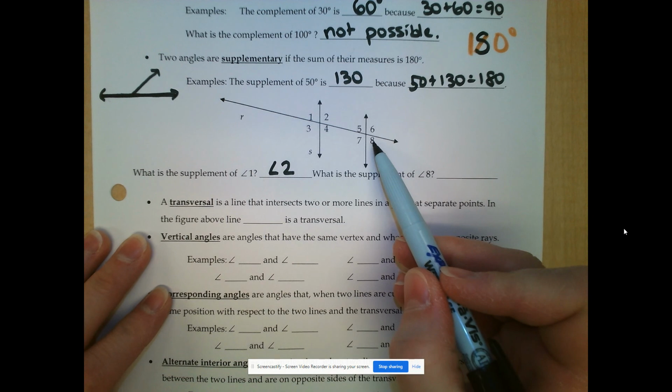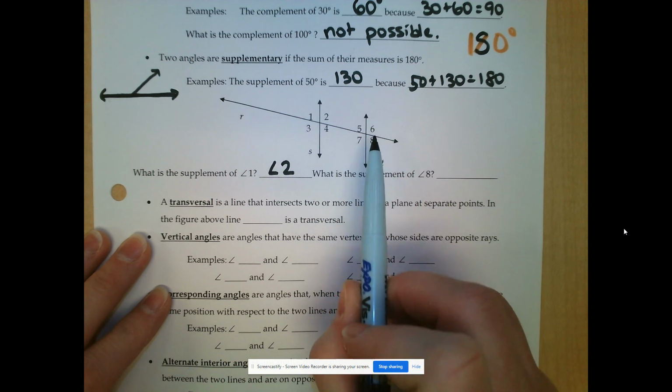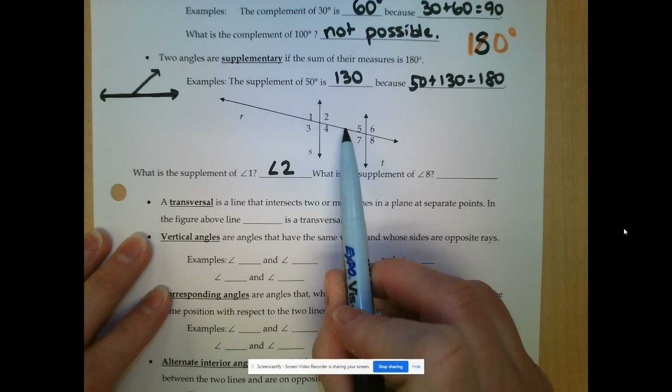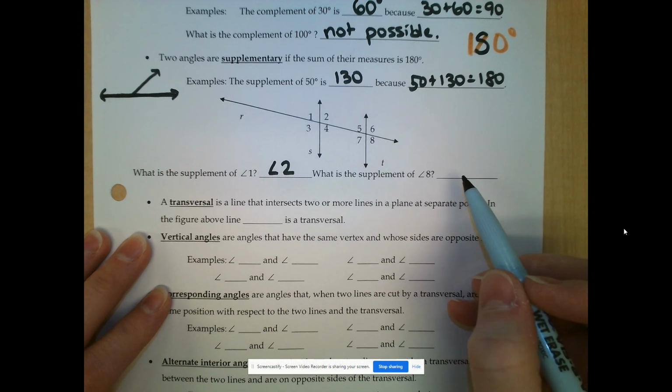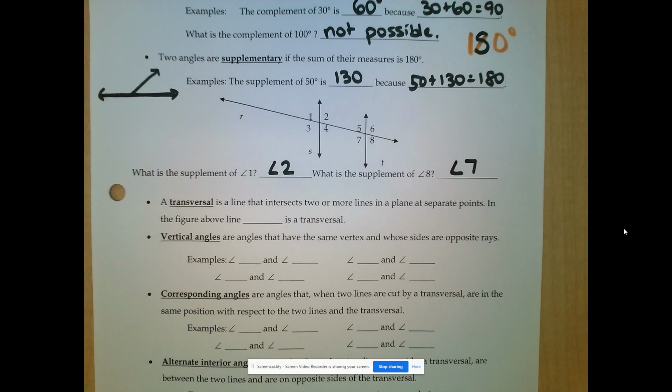The supplement of angle 8 could be angle 6. Notice next to each other, they make a straight line, or angle 8 and angle 7, which are under the straight line. So let's on this one go with angle 8 and angle 7. So different pairs of angles can add up to 180 degrees. There can be more than one correct answer.